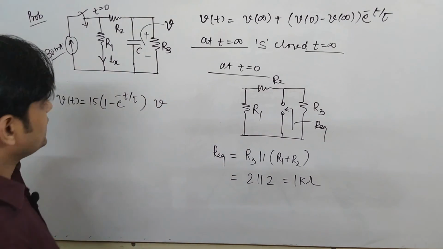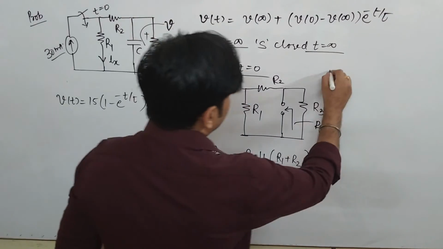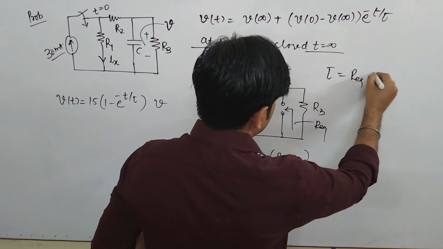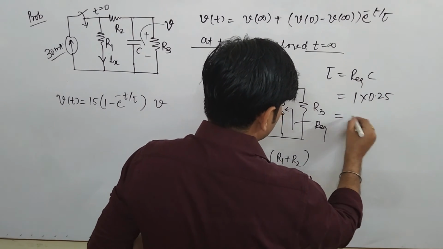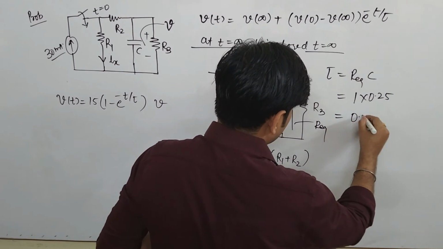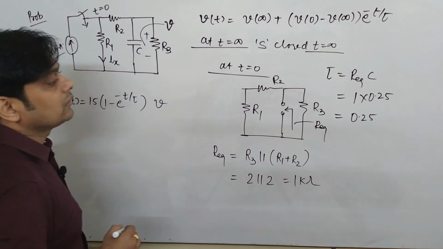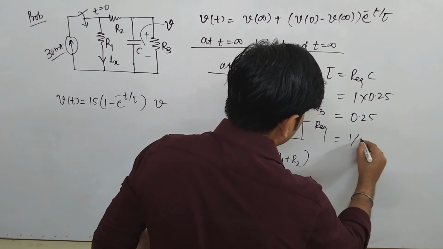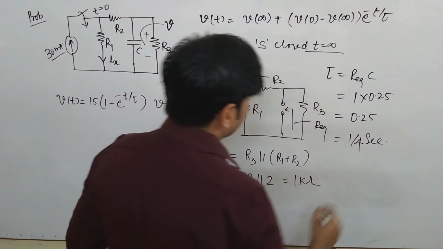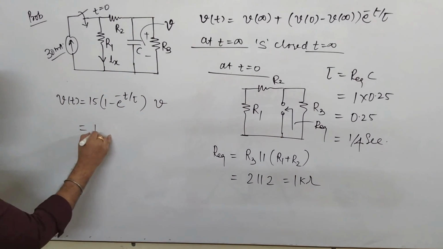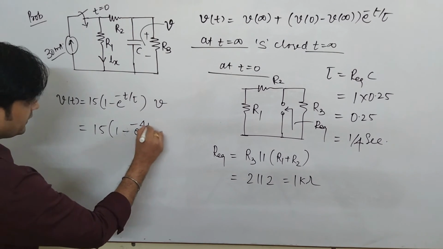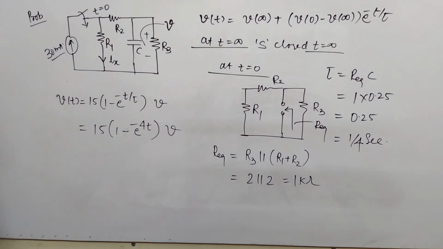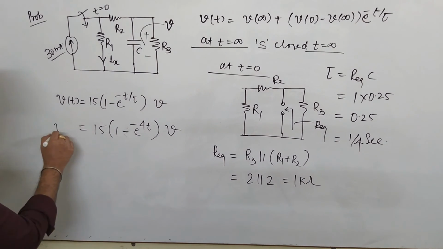Once you know R equivalent, what is tau? Tau comes to be R equivalent times C. It is 1 into 0.25. Kilo and milli will get cancelled out, so that comes to be 0.25, or you can say it is 1/4 seconds. So the solution for Vt comes to be 15 into 1 minus e to the power minus 4t. It is in volts. So this is Vt.